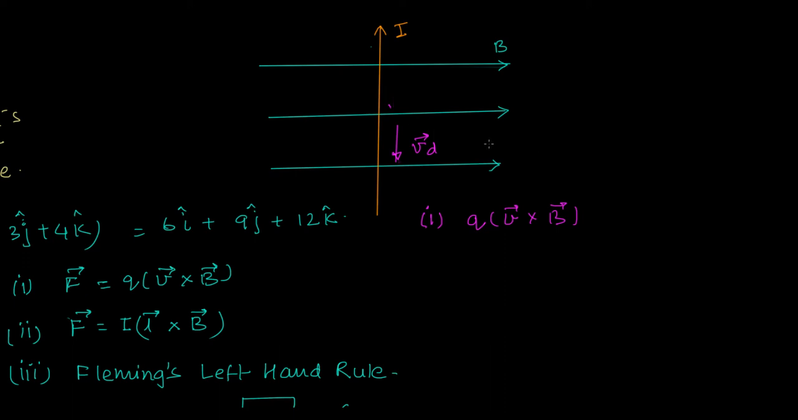So V cross B, V is in the downward direction, so V is down, and B is this. VD is down. And VD cross B points towards U, but Q is an electron, right? So it points in the direction that is into the paper. So this is the direction of the force.